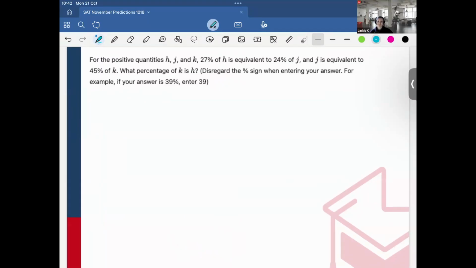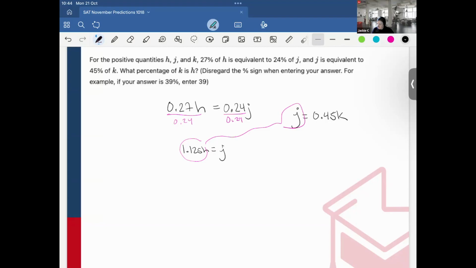So let's solve. For the positive quantities h, j, and k, 27% of h is equivalent to 24% of j, and j is equivalent to 45% of k. What percentage of k is h? So let's put everything in terms of j, dividing by 0.24. That would give me 1.125h is equal to j. Then I can go ahead and substitute this in for my j value. So this would be 1.125h is equal to 0.45k, because remember, I'm looking for what percentage of k is h, so I want my h and k variables. And then divide each side by 1.125.